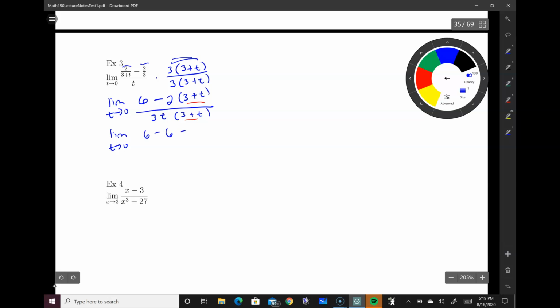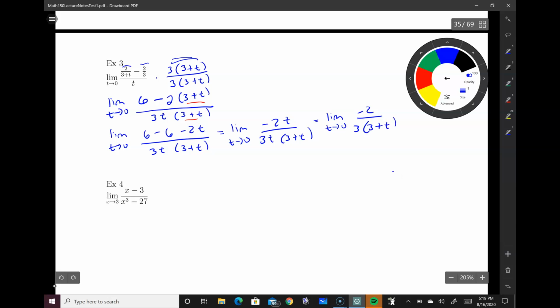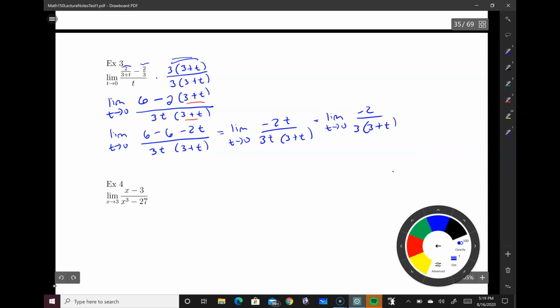So I get 6 minus 6 minus 2t, over 3t, 3 plus t. So the 6's cancel, and I get negative 2t over 3t, 3 plus t. I can see the t's cancel, so negative 2 over 3 times 3 plus t. Now I ask myself, can I plug in t equals 0? I can, so I will. Plugging in t equals 0, I get negative 2 over 9, and that's the answer.